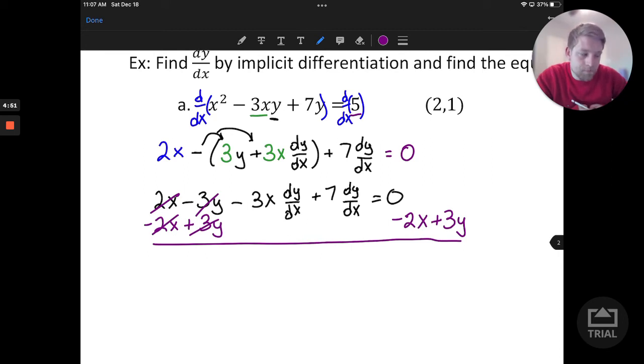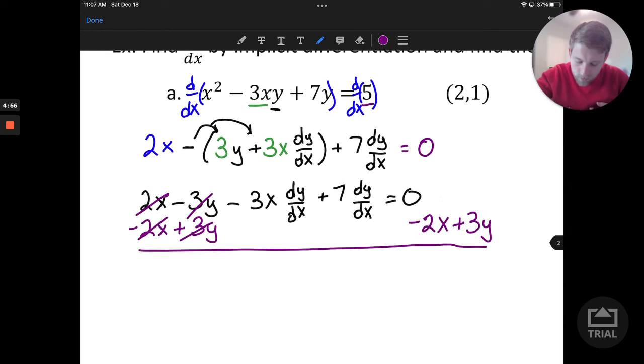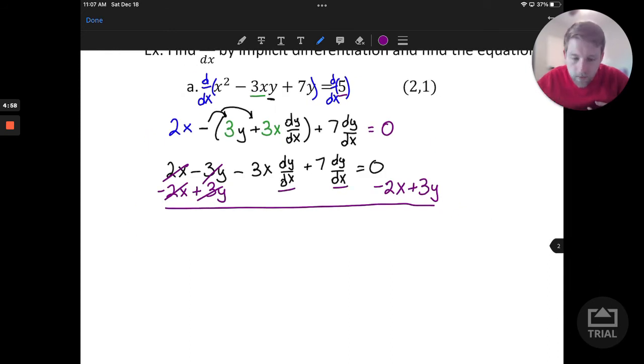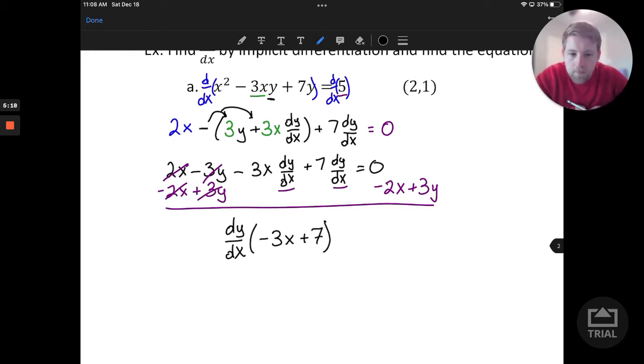Looking good for us. So one way we can simplify this down a little bit again is we have 2 derivative terms dy dx. We'll go ahead and collect those now. So we have dy dx factored away. We'll have a negative 3x and a plus 7. Doesn't matter which order you write those in, but we'll just write it as that for right now. And then we have another term here. We'll have negative 2x plus 3y.